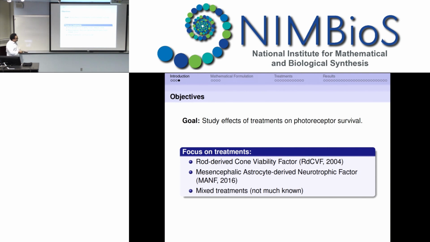And finally, the bulk of the work that I've done related to this while I've been here at Nimbus has been: what if these two treatments are combined? We view all of them as optimal control problems. In terms of actual experiments for mixed treatments, there's nothing that has been documented, at least to my knowledge. I have reached out to some of these scientists, and they're all very interested in doing it, but they haven't actually done it yet.